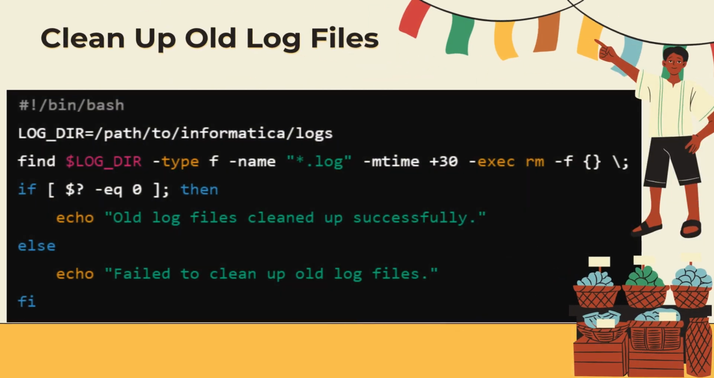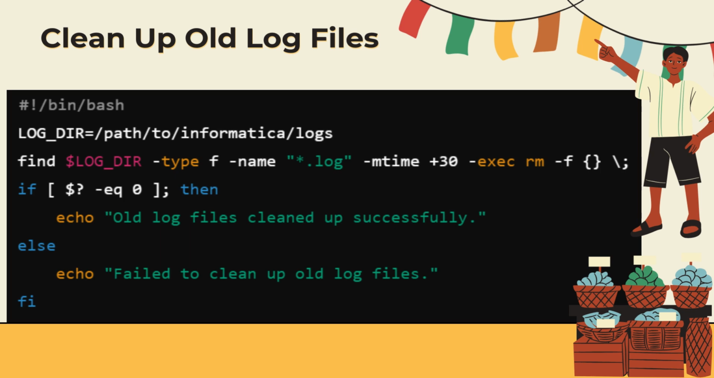Cleaning up old log files. This is very important. So we will check the log directory, find all the files which are of type file and containing its name -name .log. So anything which ends with .log, all those files it will list. -mtime +30 denotes anything greater than 30 days. That is anything before 30 days from today will be removed. rm -f is to remove it. It will find all those files and then remove them.